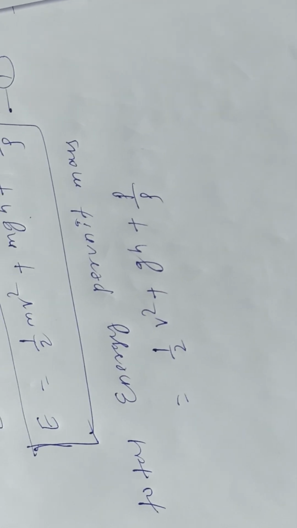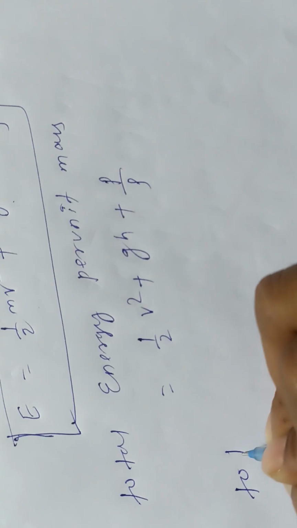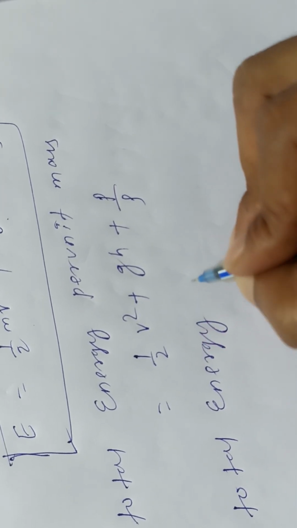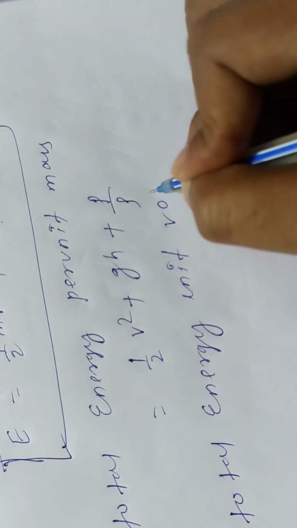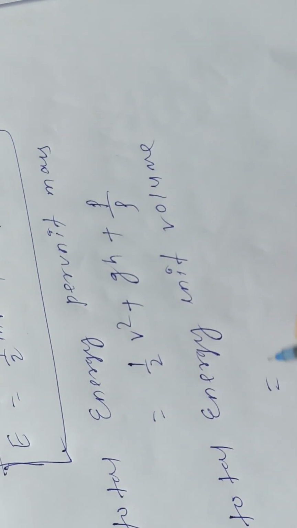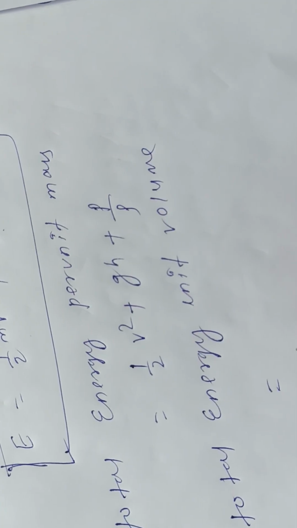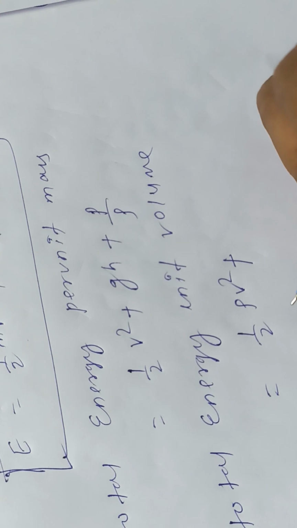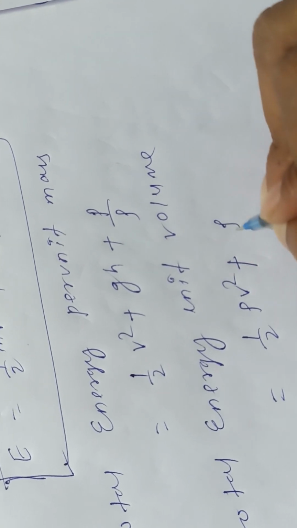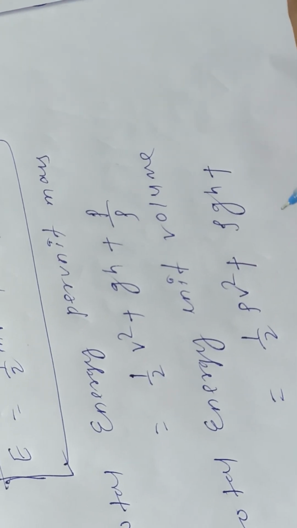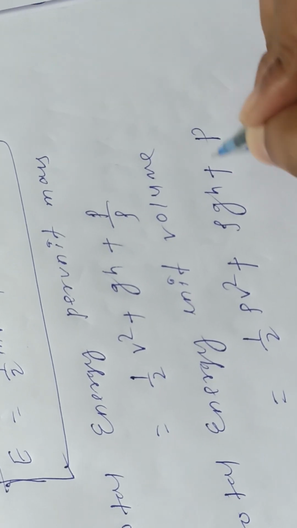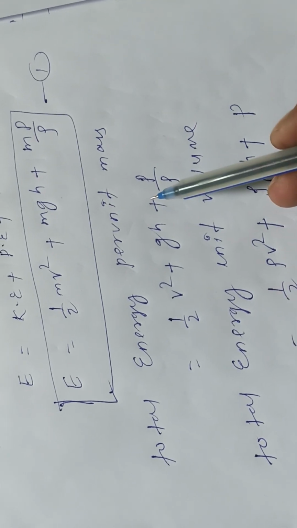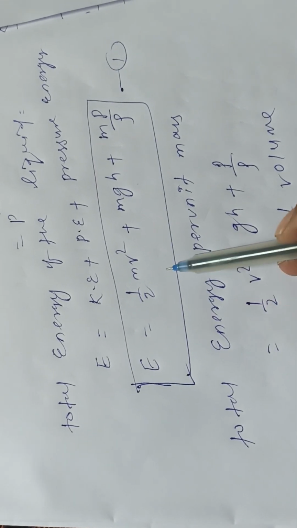And total energy per unit volume is equal to kinetic energy per unit volume, half rho v square, plus potential energy per unit volume, rho g h, plus pressure energy per unit volume, P. This is the total energy per unit volume, this is the total energy per unit mass, and this is the total energy of the liquid.